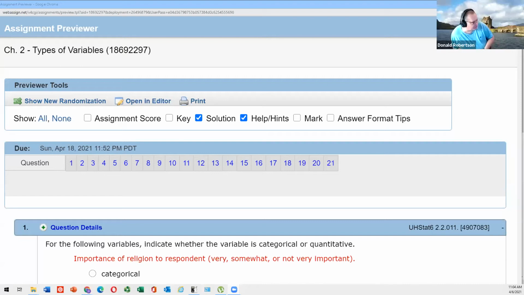You should be looking at chapter 2, types of variables. Is that what we were saying? Right, so let's look at the homework.